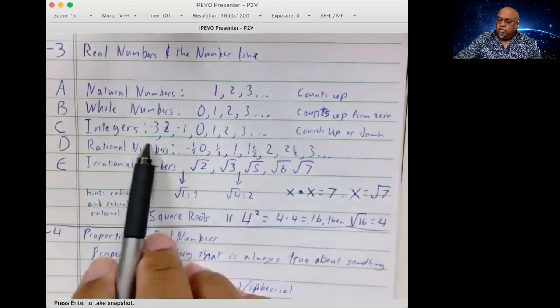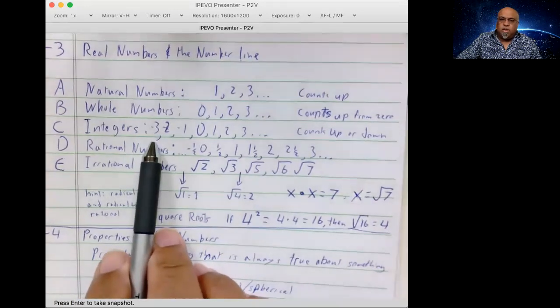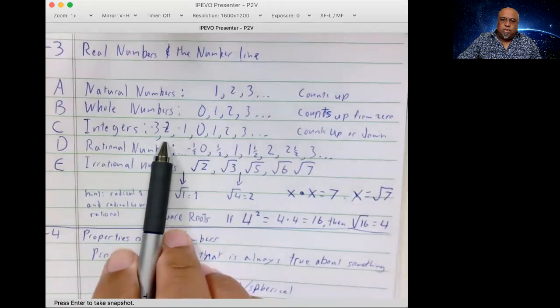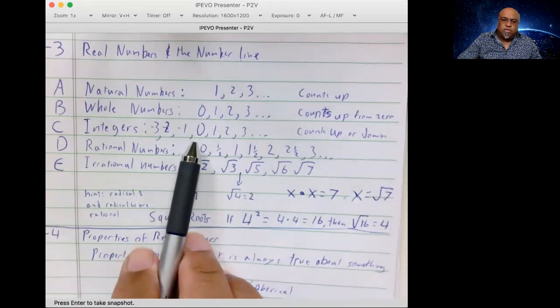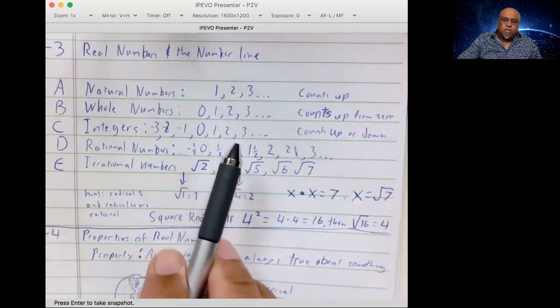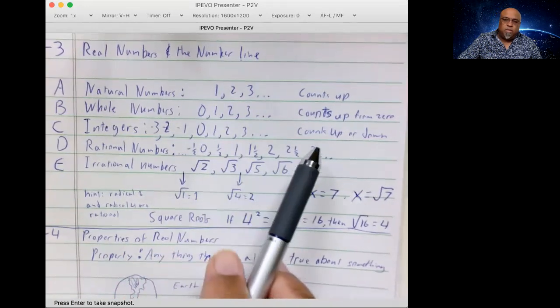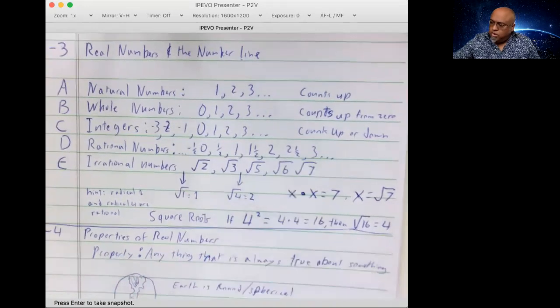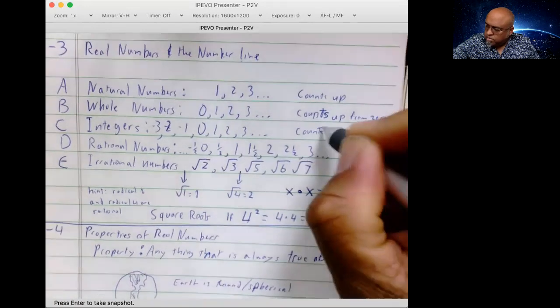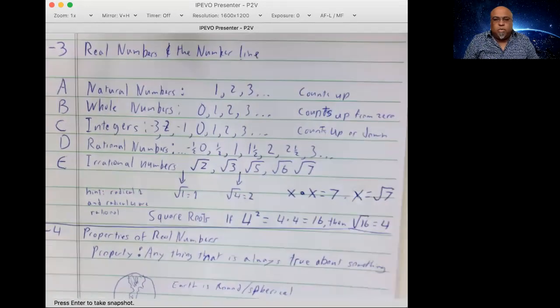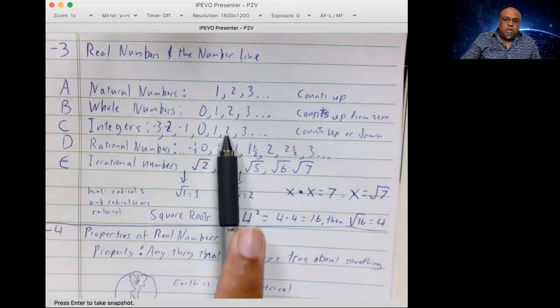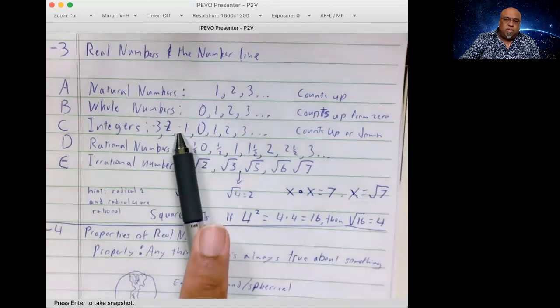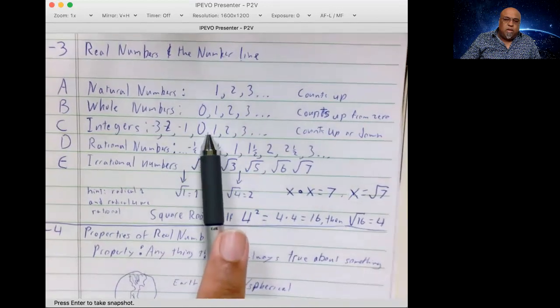Now with integers, you can see my number line is started at -3, -2, -1, and then I go to 0, 1, 2, and 3. Basically, integers count up or down from the number 0. It counts up or down. Now, the idea is integers could be a system of all whole numbers, meaning that they're complete numbers, and their opposites, okay? 1 and -1.